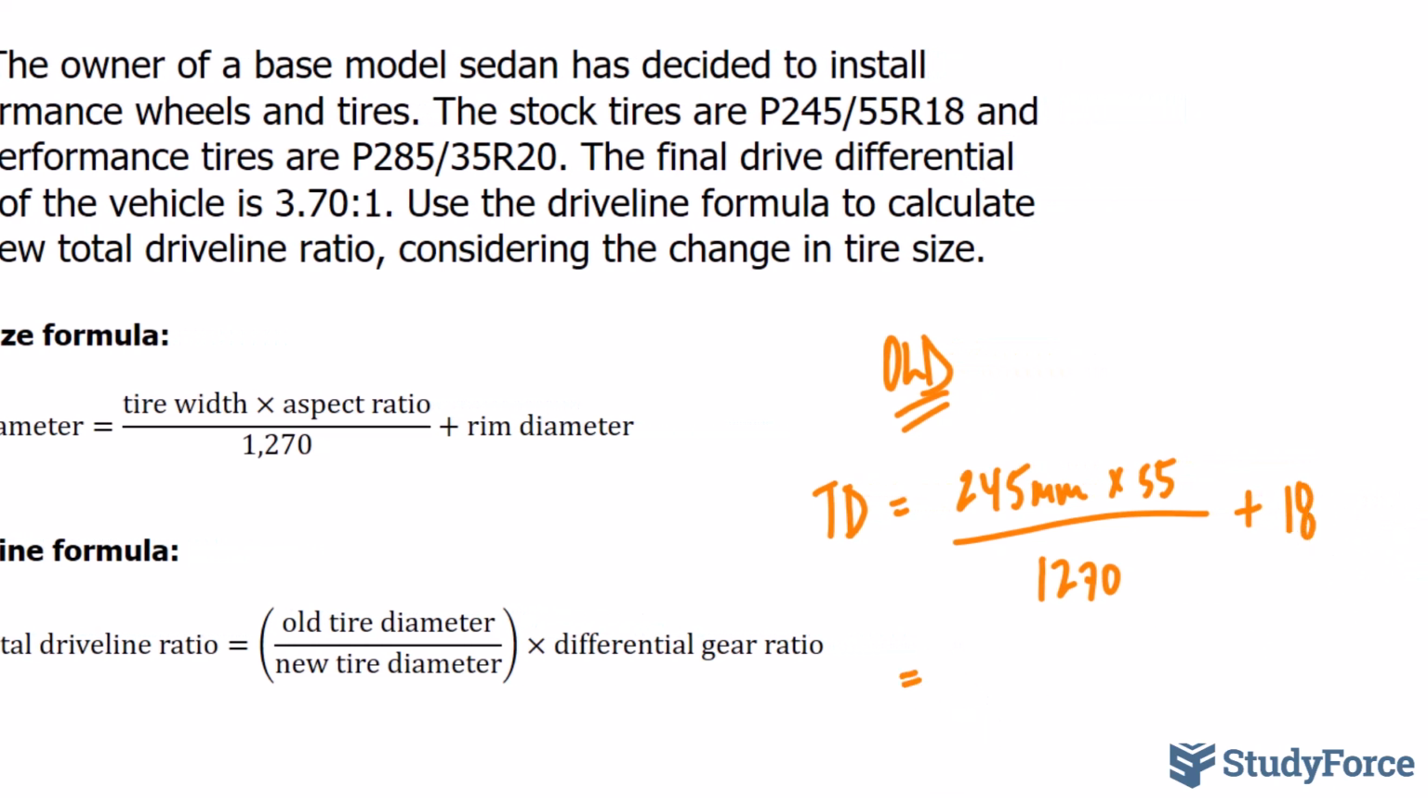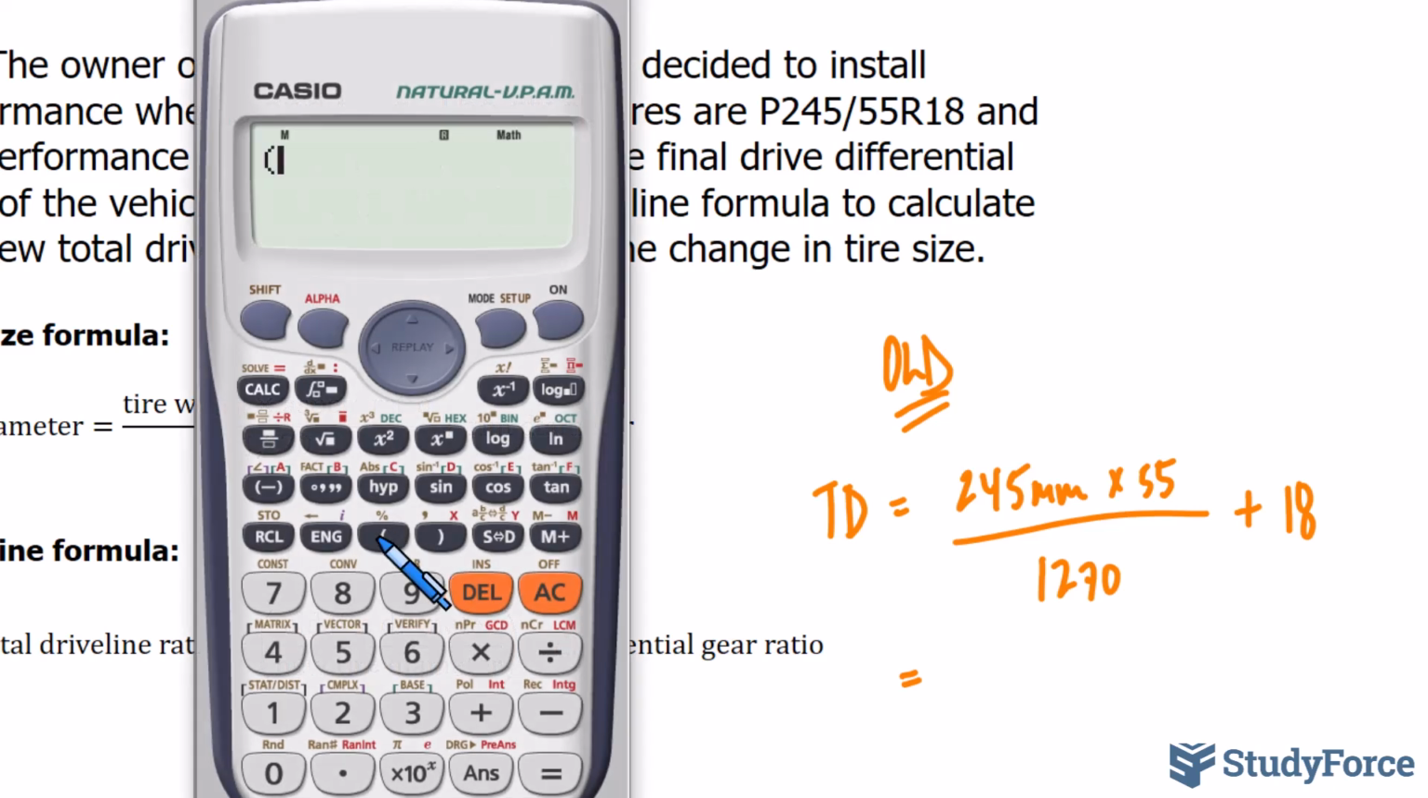Let's go ahead and compute this with our calculator. So I'll take 245, multiply it to 55, then divide that by 1,270. We end up with that value. Then we add 18. We end up getting a tire diameter that is roughly 28.6 inches.